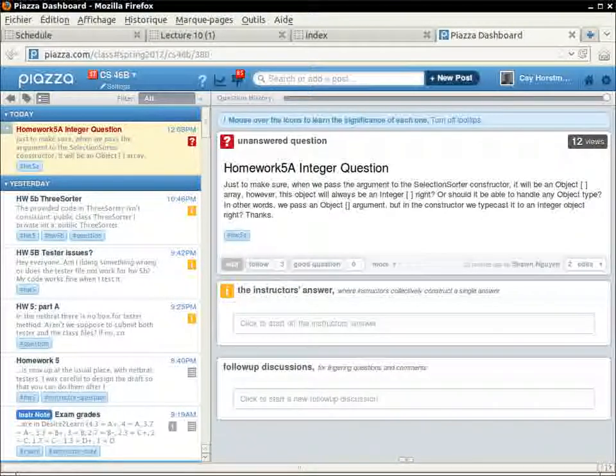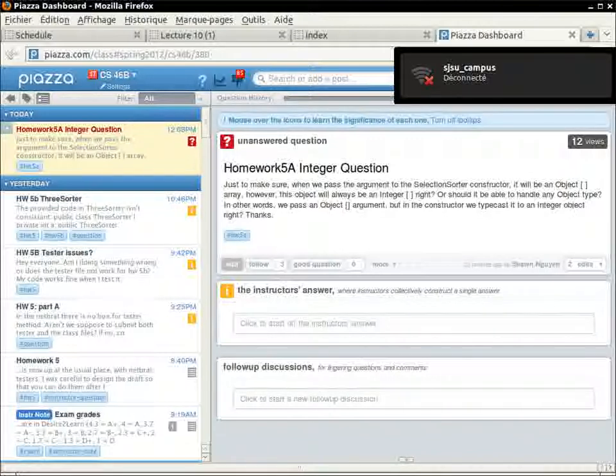So the question was, what do we pass to the selection sorter? Will it be an object array? And the answer is yes, it will be an object array. And now here's a great question. Will it always be an integer array?